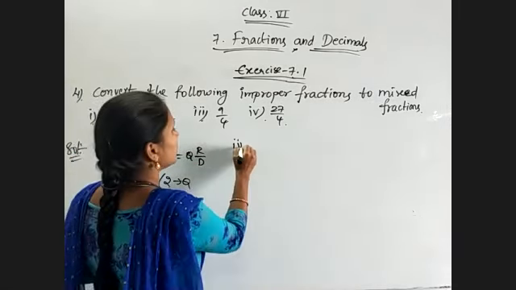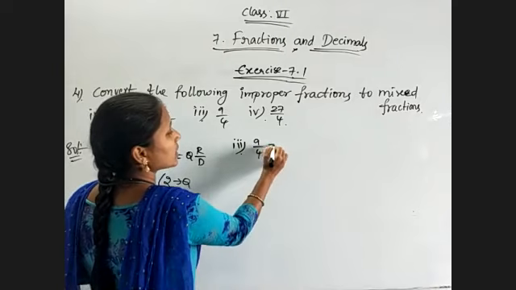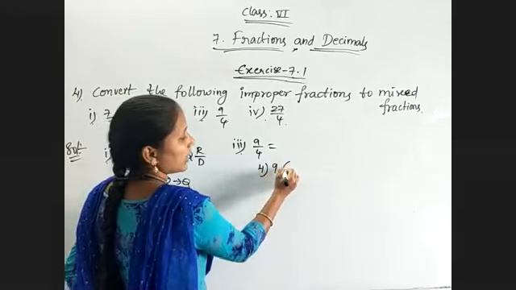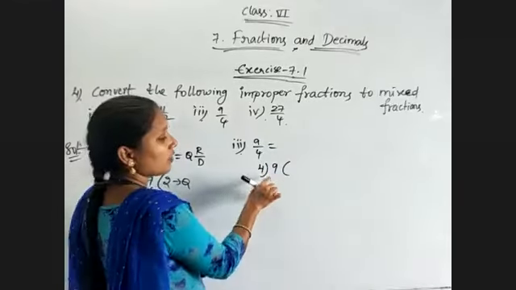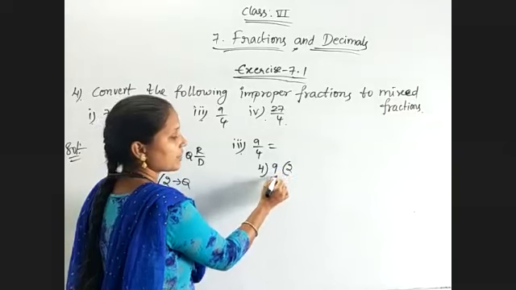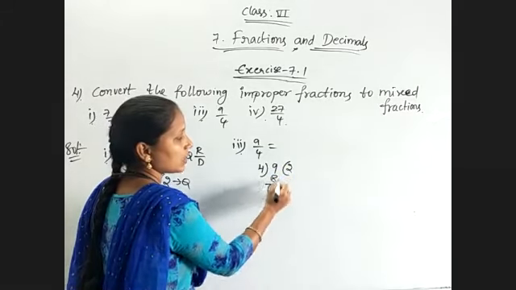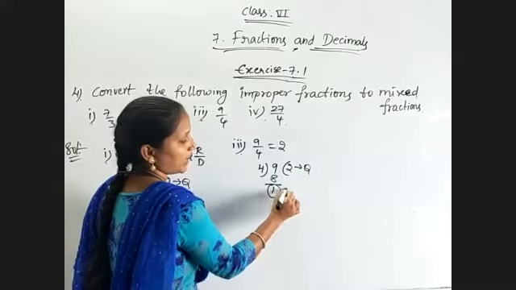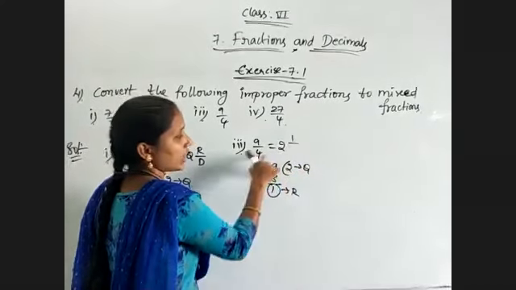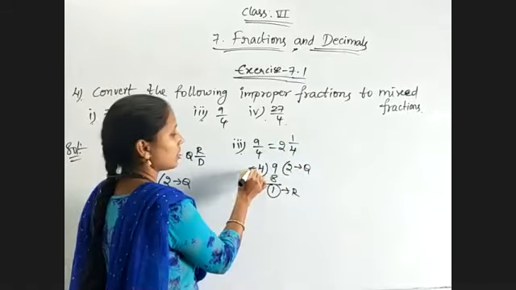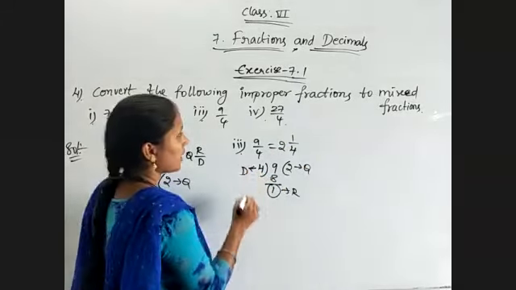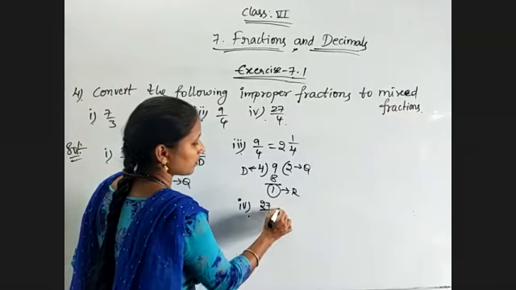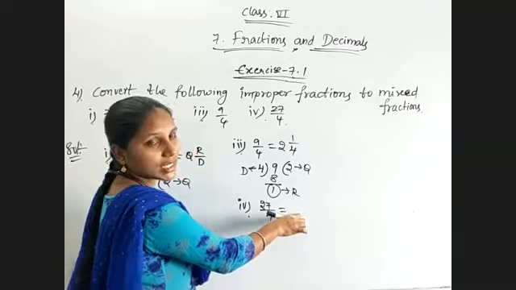Third problem. 9 by 4 is equal to 9 divided by 4. 4 ones are 4, 4 twos are 8 is the sufficient number. 1 is left. So quotient, remainder is 1. And after the conversion also you will get the denominator 4 only. Okay. Then coming to the fourth problem. 27 by 4. Again we will get 4 only as the denominator.